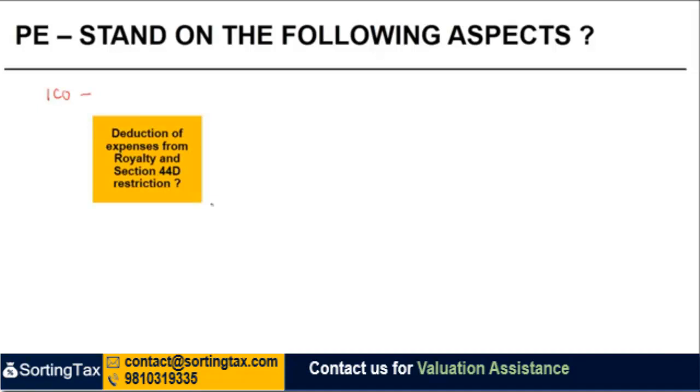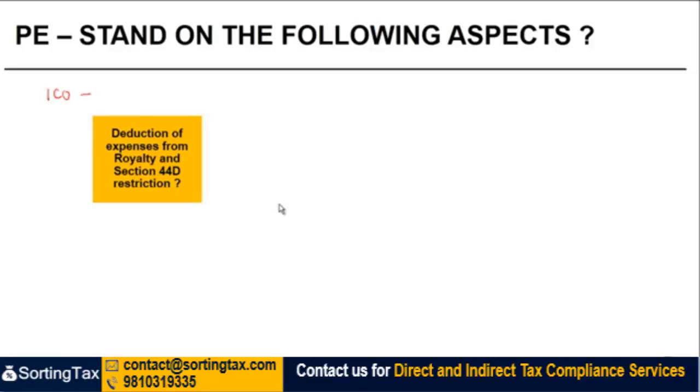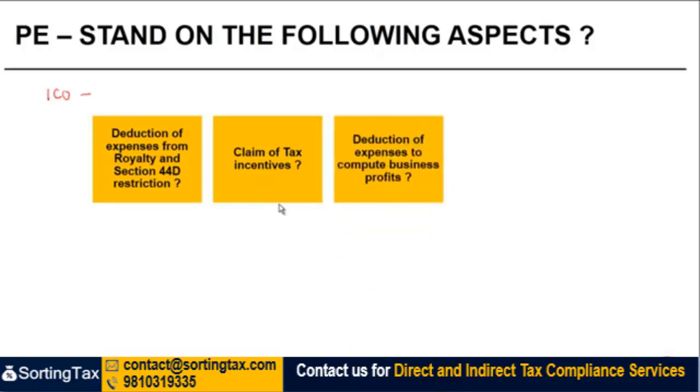Would that amount to discrimination? In India, there's a law which says that these have to be computed without giving that deduction, and it's going to be okay. Claim of tax incentive. If there are activities which are the same, then the tax incentive has to be applied to both of them. Deduction of expenses to compute business profit. They should be allowed under the same circumstances.